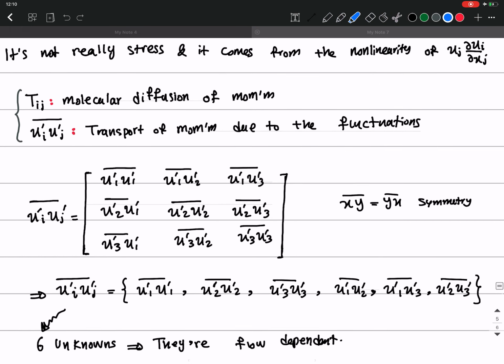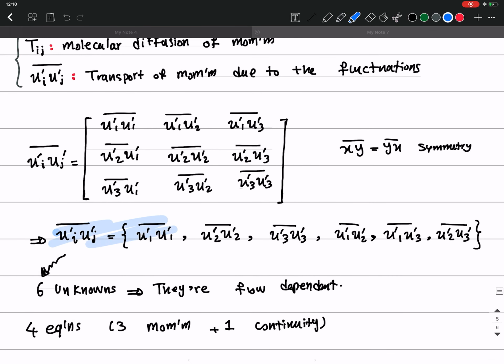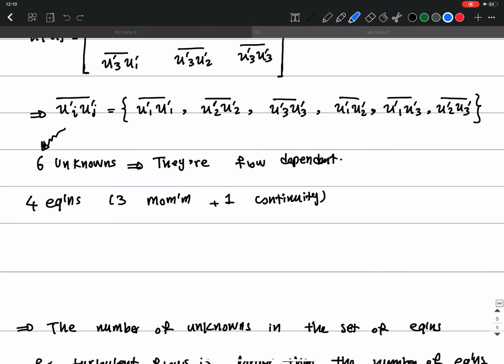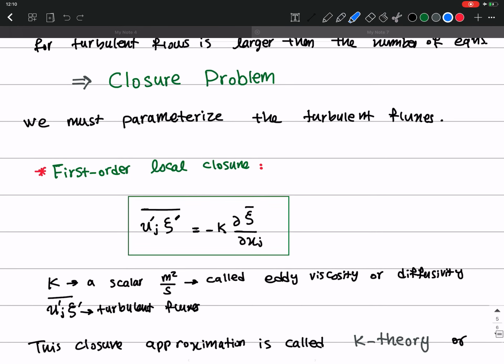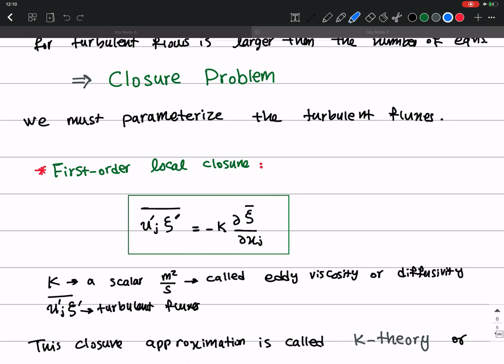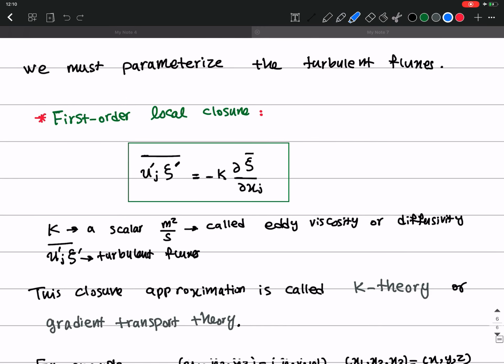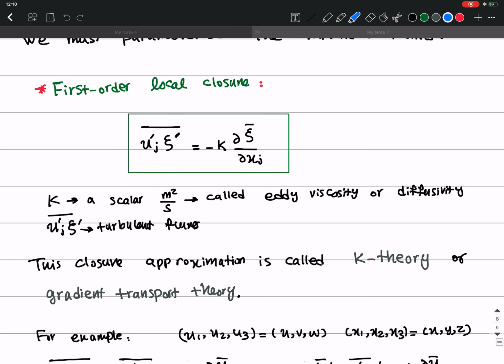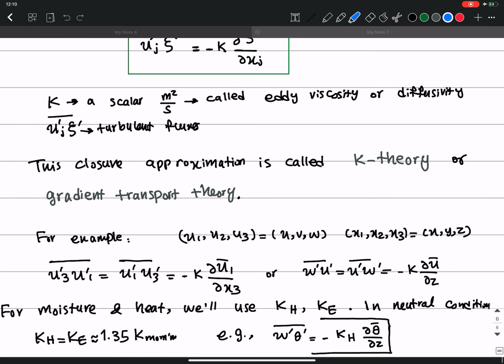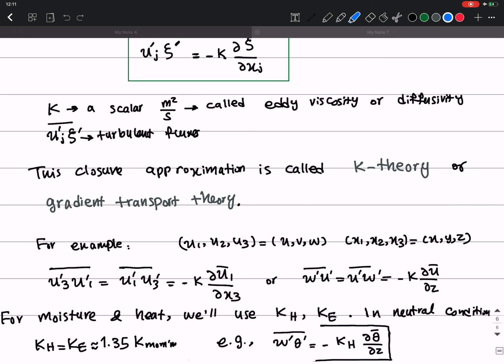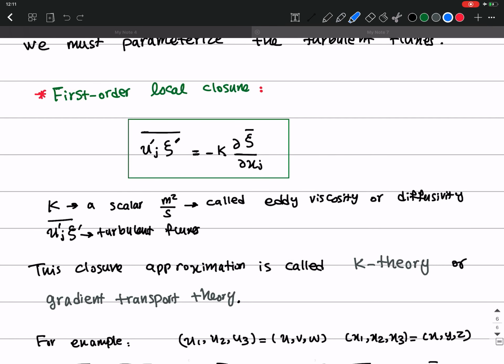Okay. And we found that we have 6 unknowns of this, but we have only 4 equations, so we need to add more equations in order to close the system of turbulent equations. So we faced the closure problem. And finally, we defined these first order local closures, which are one way, a closure approximation, or K-theory, or gradient transport theory, that can actually close these equations. And we showed it for different kinds and how it looks. Thank you very much, everyone.